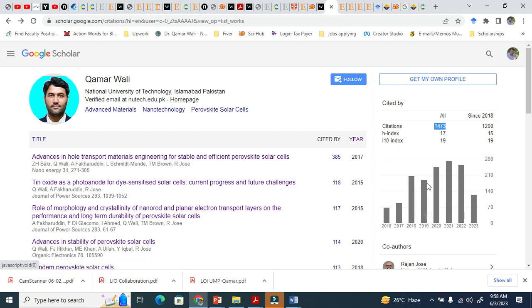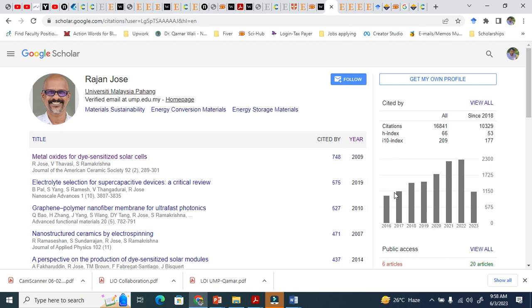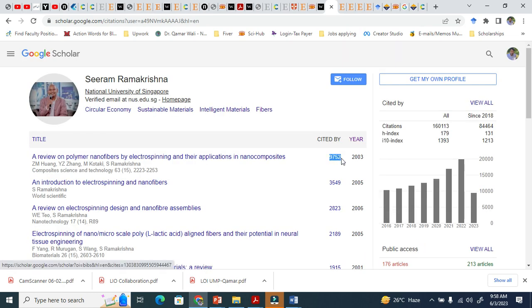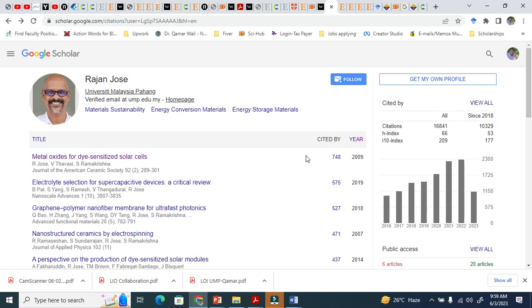Not only does my profile get citations from review articles, look, my professor's profile also gets citations mostly from review papers. You see here, this is a review paper. This is also a review, this is also a review. This is also a review, nanostructure ceramics by electrospinning. It's very generalized stuff, you see. And not only him, his supervisor or his boss is also getting most citations from a review, an introduction to electrospinning and nanofibers. So this is what I am saying, that review papers get more and more citations, right?